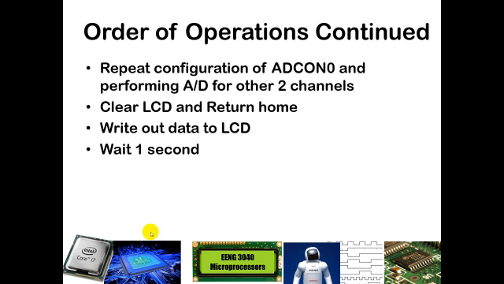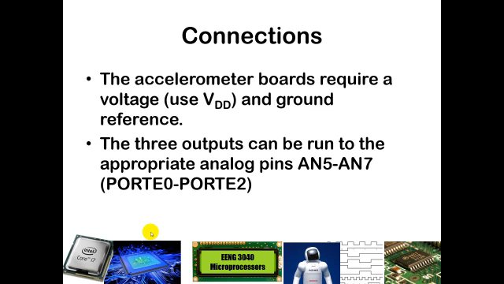We are going to collect data from all three axes before we proceed to display our data. So we will repeat our configuration of ADCON0, perform the A to D for the other two channels, doing polling on both of them, making sure that we have the data, and then writing it into our array. And then finally, we will clear our LCD, return to home, and then write out the data to the LCD. We will, in this lab, write out our A to D value and write out the voltage, and we will put it on the screen and wait for 1 full second so we have enough time to record the values that we are seeing. Then we will loop back and continue to do the digitization again.